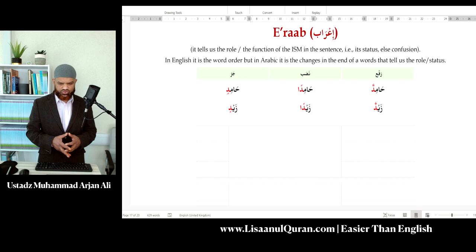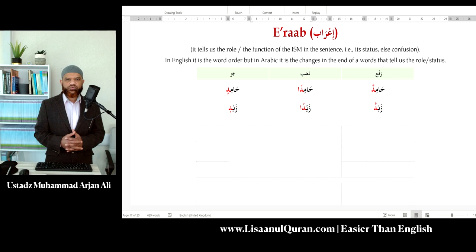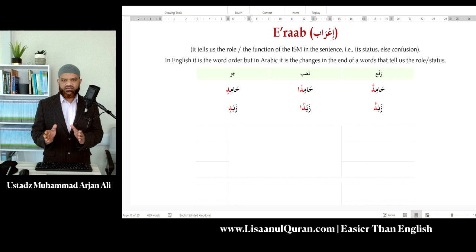So we have again illustrated the two words here. We have Hamid and we have Zaid, names of two persons, I'm sure you know. And we have them in three different versions. Hamidun, Hamidan, Hamidin. Zaidun, Zaidan, Zaidin. Rafa, nasab, jarr. This bit, inshallah ta'ala, by now I'm sure you have got.